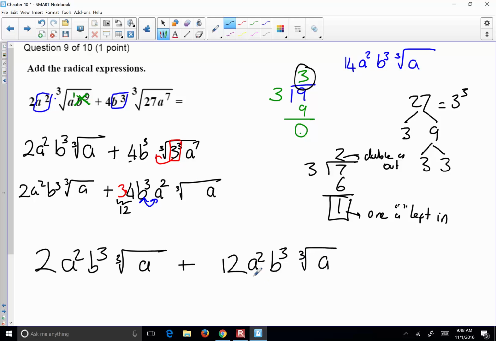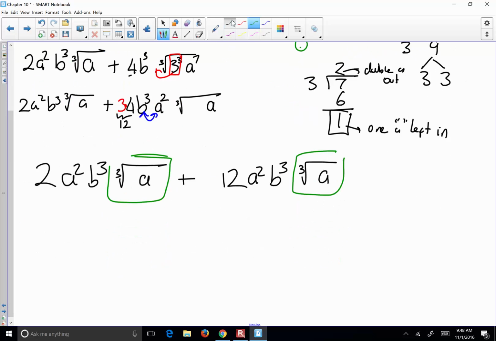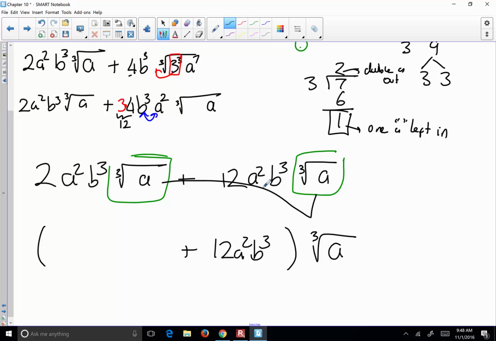It's cubic root. Now, are these radicals like? Yes, so we can combine them, add them into one parenthesis, and these combine into one radical, and dump everything left here. This guy is left here.